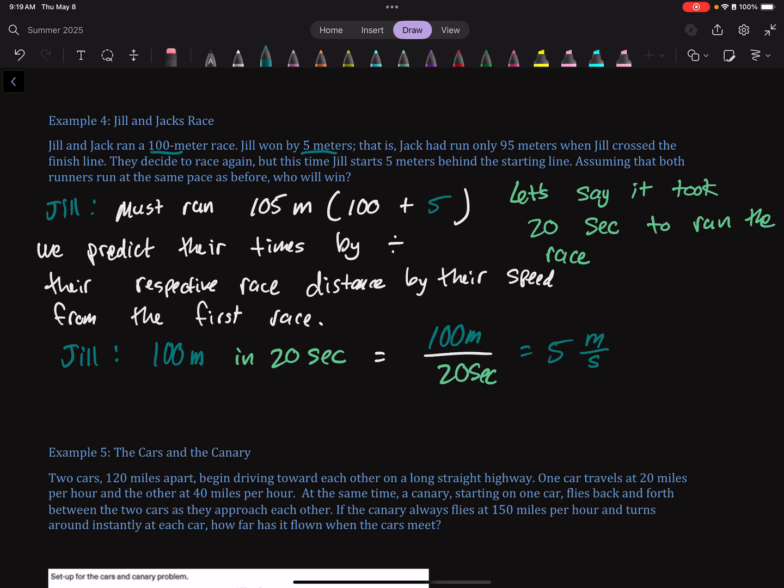So that little line means per. Fractions mean per, by the way. So she ran 5 meters per second in order to finish the race. Now we need to know how much did Jack run? How fast did he run?